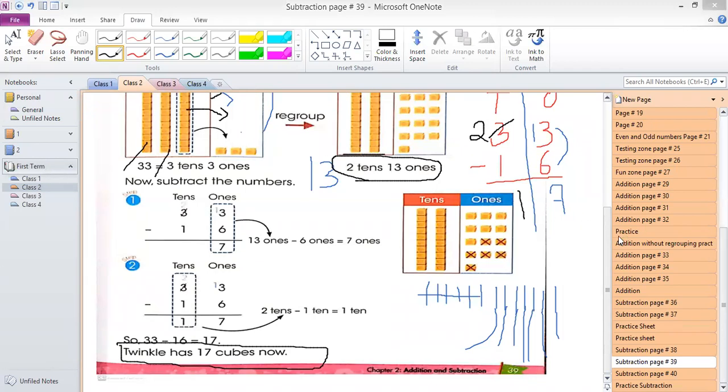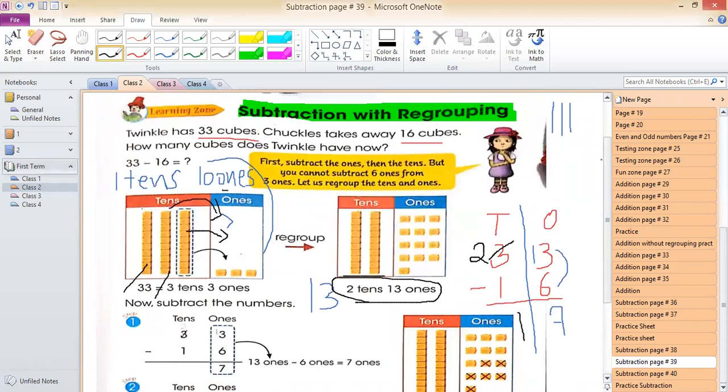What you have to do, you have to minus 16 from 33. You went for subtracting 6 from 3, but you realize that you cannot subtract 6 from 3 as 3 is smaller and 6 is bigger. If you draw 3 lines, you cannot cut 6 lines because 3 is smaller than 6. So in this case, you need to take 1 from the tens. Okay, because in 1 ten there are 10 ones.